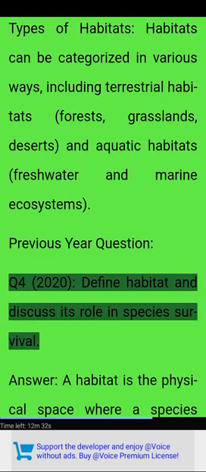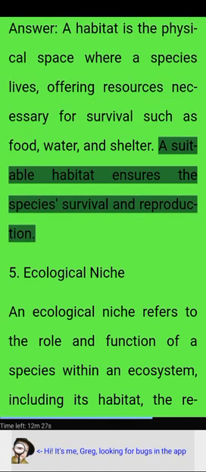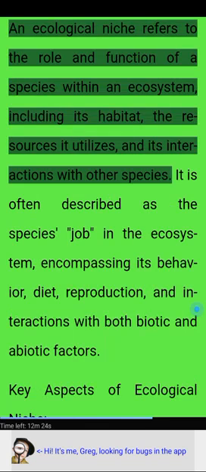Q4 2020. Define habitat and discuss its role in species survival. Answer. A habitat is a physical space where a species lives, offering resources necessary for survival such as food, water, and shelter. A suitable habitat ensures a species' survival and reproduction. 5. Ecological niche. An ecological niche refers to the role and function of a species within an ecosystem, including its habitat, the resources it utilizes, and its interactions with other species.